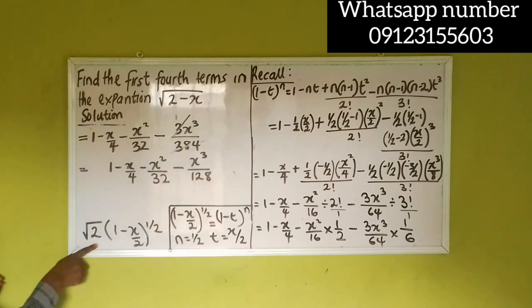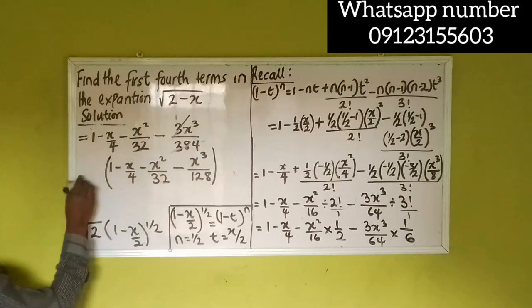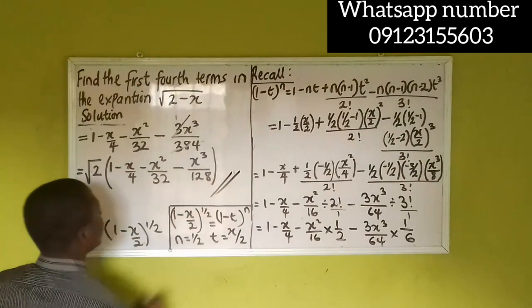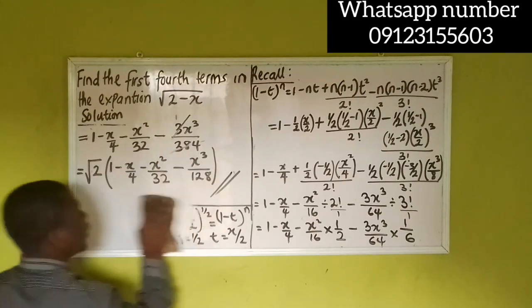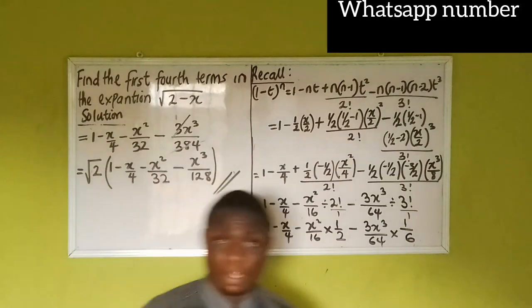But there's a root 2. So simply bracket it this way and put root 2 in front of it. Here is my answer to that question after expansion. So here's my answer to that expansion.